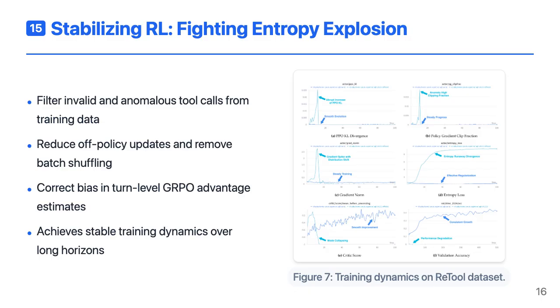Long-horizon agents often suffer from entropy explosion, where the policy drifts into repetitive or nonsensical tool calls. Youtu-Agent tackles this at the algorithm level. It filters out invalid or anomalous tool calls so the policy doesn't learn degenerate patterns. It reduces off-policy updates and removes batch shuffling to avoid overfitting stale experience. And it corrects bias in advantage estimation for turn-level GRPO. The result is smoother KL divergence, controlled gradients, and steadily improving critic scores and validation accuracy.